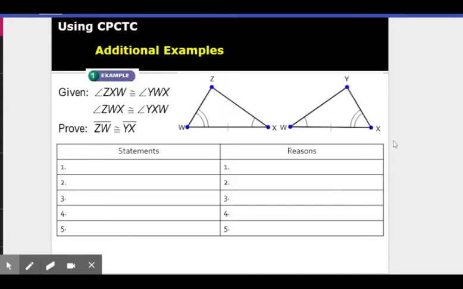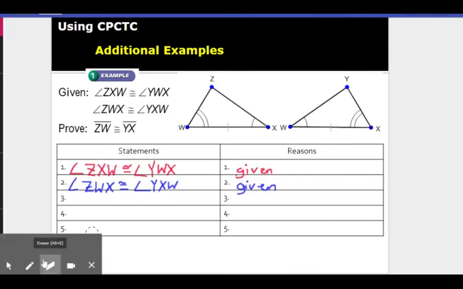We have a proof here that we are going to be working through. So I want you to take some time to pause the video now to see if you can fill in what you would say for each of these statements 1 through 5, and then the reasons that would go through each of them. And then we'll look at what it would be filled in just a moment.